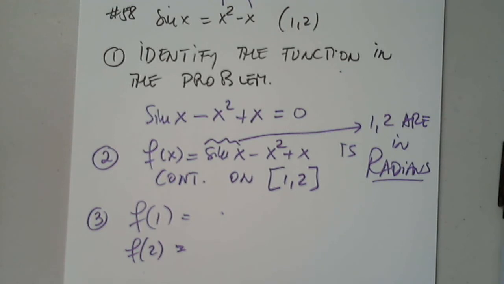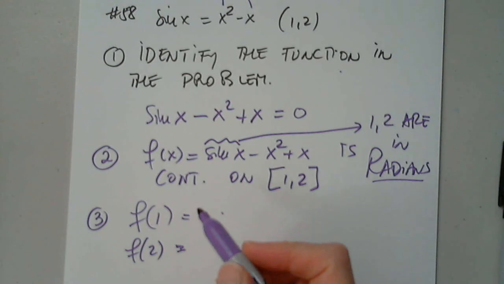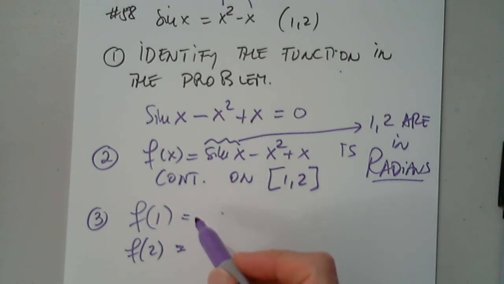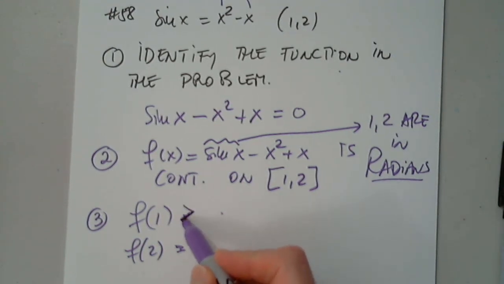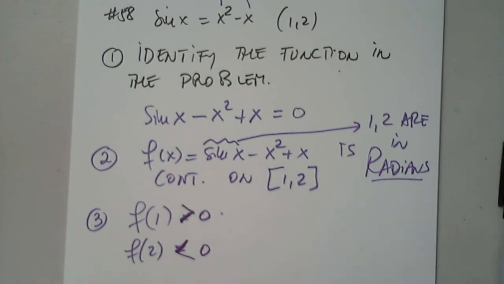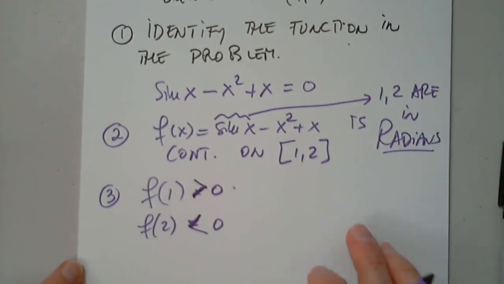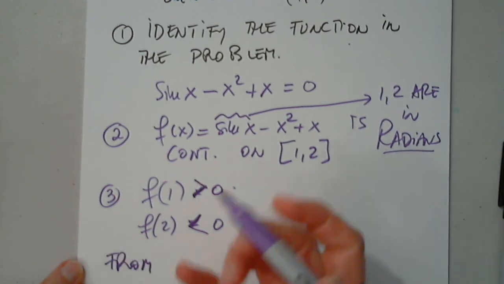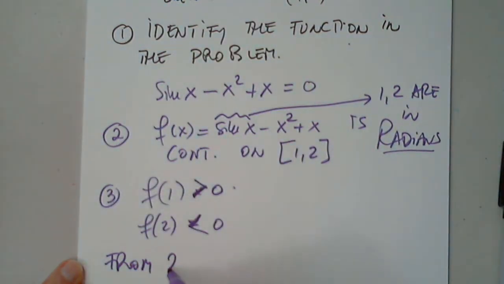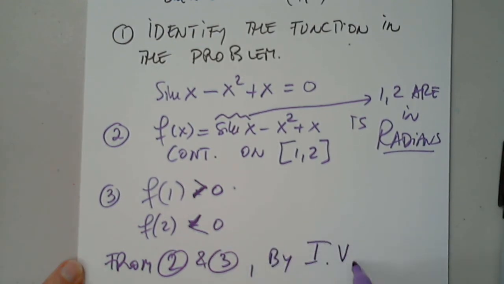Can you tell me what sign does f of 1 have? Positive. Very good, that's all I need. Positive. What sign does f of 2 have? Negative. Good, awesome. So from, this was just the first step, from 2 and 3, by IVT, what?